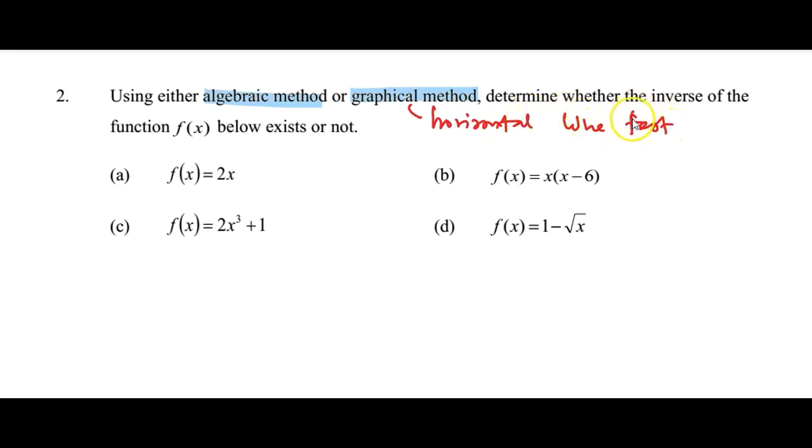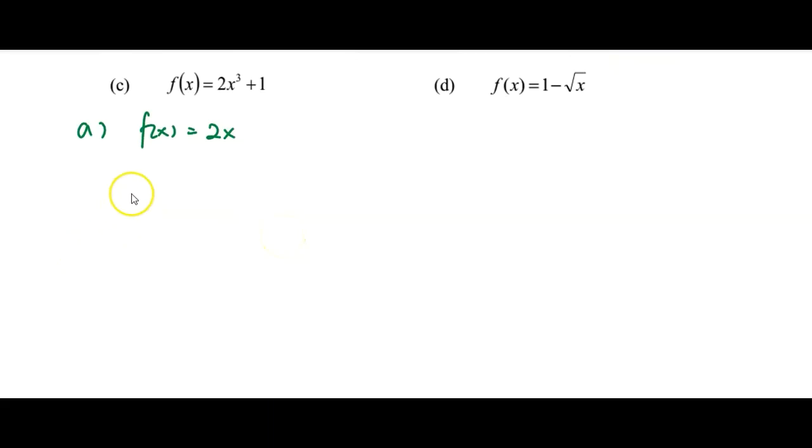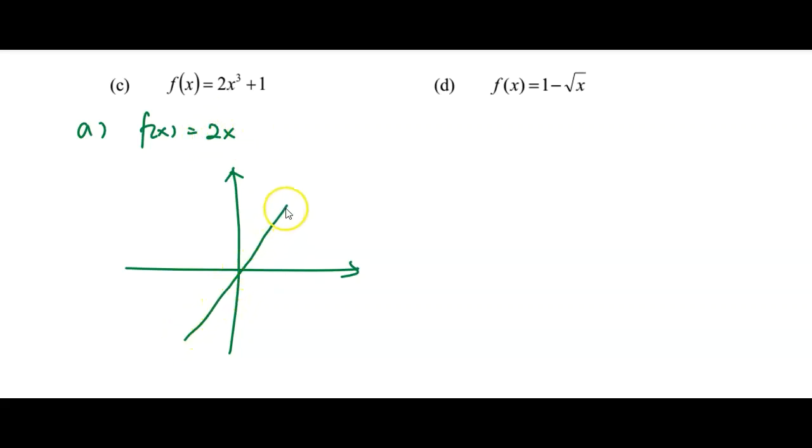The most important prerequisite knowledge for the horizontal line test is you must know how to sketch the graph. So graph sketching is very important for this topic, functions. Look at question 1. We have a function f(x) equals 2x. This is a linear graph. Compared to the basic graph y equals x, the gradient is higher. So we need to draw a straight line which is steeper than y equals x.